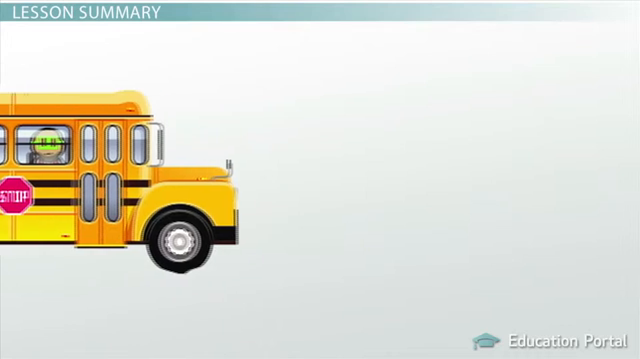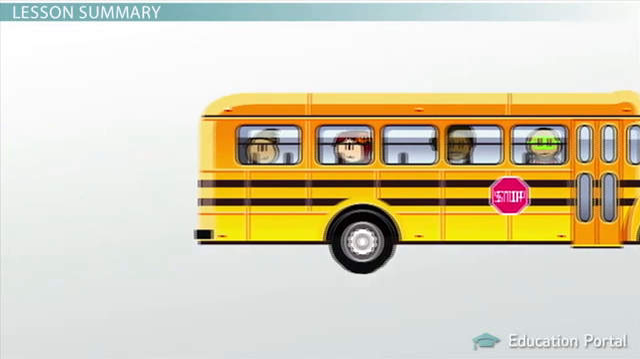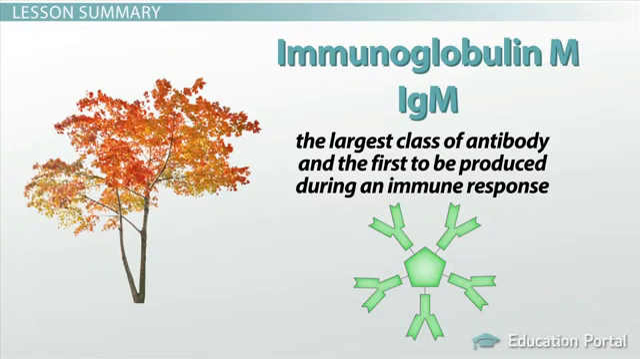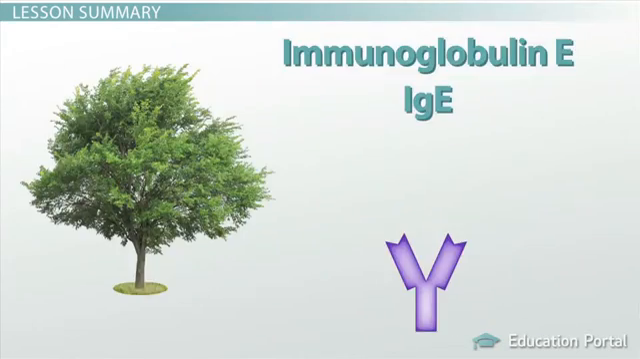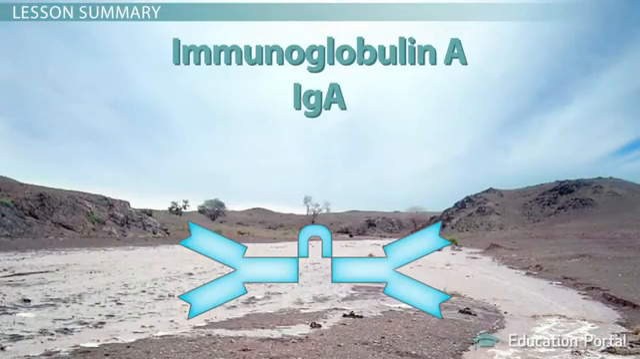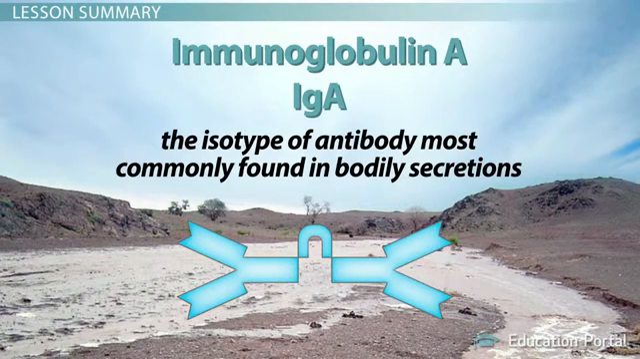Now that we've left the field and are on our bus ride back to school, let's review everything we saw today. Immunoglobulin G is the most common antibody found in serum and the only one that crosses the placenta. Immunoglobulin M is the largest class of antibody and the first to be produced during an immune response. Immunoglobulin E is the isotype of antibody that is rarest in the serum and is mostly found bound to mast cells and basophils, whereas immunoglobulin A is the isotype of antibody most commonly found in bodily secretions.